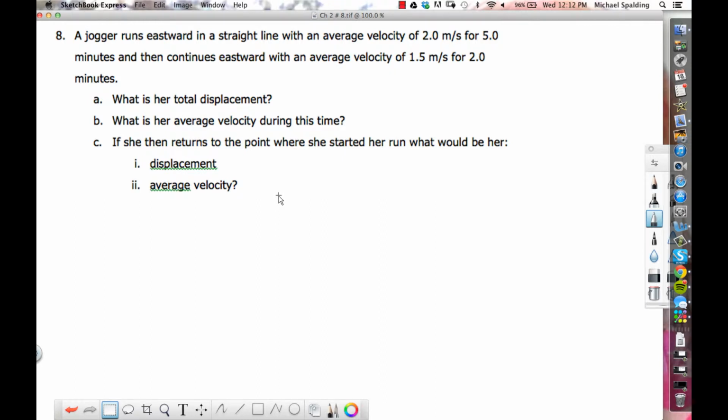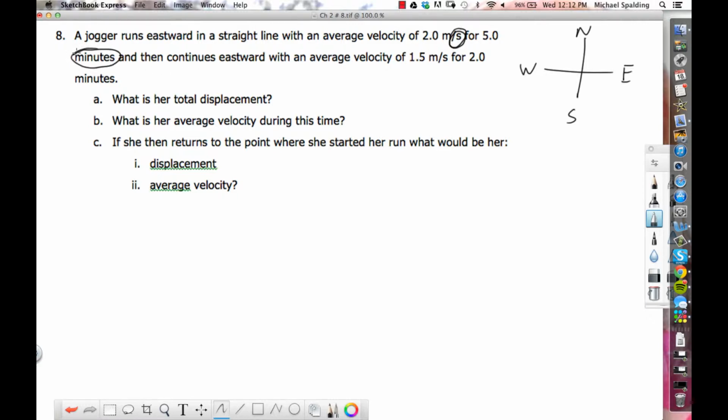So a jogger runs eastward. Okay, so this problem's using north, south, east, and west, so we'll put that up here. A jogger runs eastward in a straight line with an average velocity of 2 meters per second for 5 minutes.